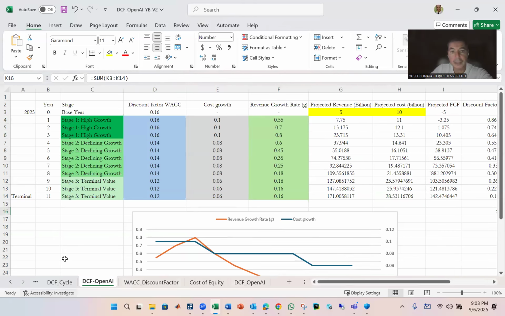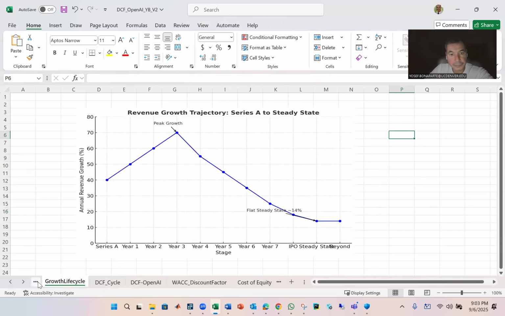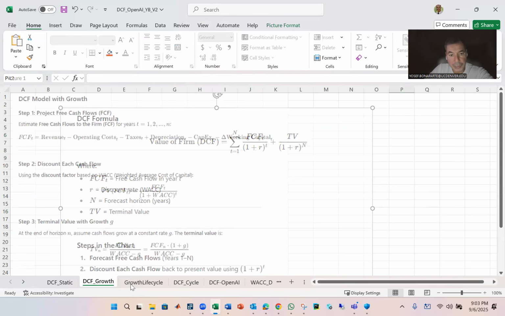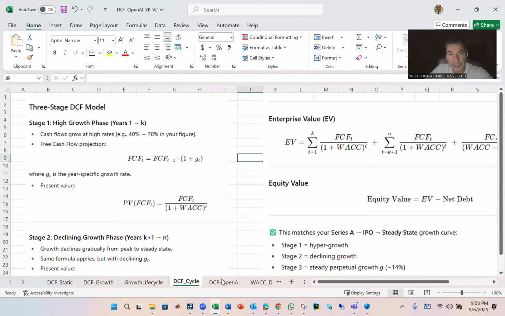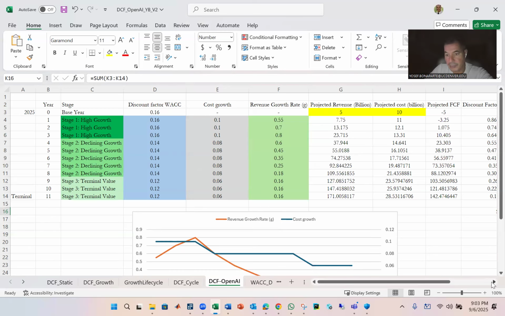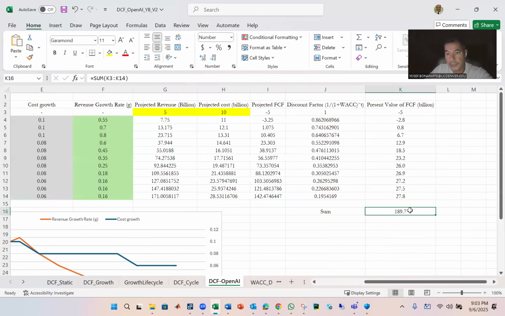Your homework. Your homework is you can have this Excel, and you go through all of the tabs here, explain what I did, and then make assumptions and measure the value of OpenAI based on your assumptions, what you think the real value is, and make the video and show us what you think your value is.